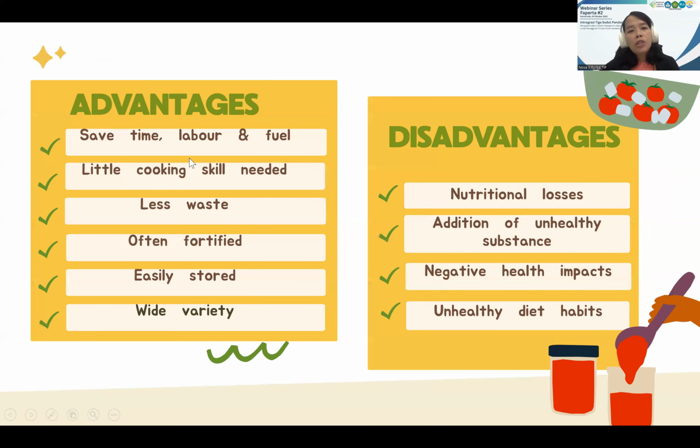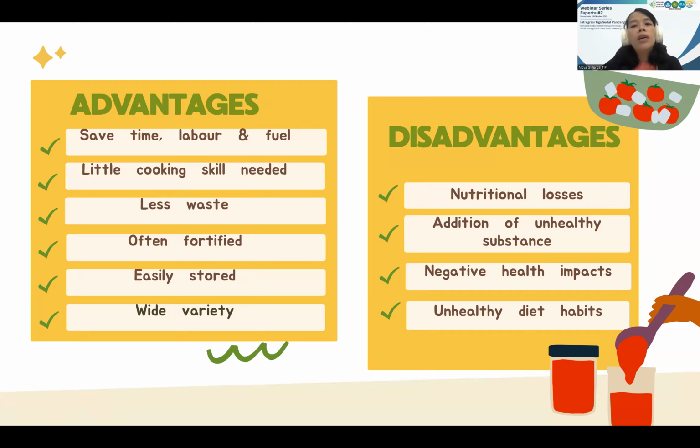What are the advantages of food processing? Of course, it saves time, labor, and food. Little cooking skill is needed. We don't have to know how to cook every kind of food, and it has less waste, is often fortified, easy to store, and also offers wide variety.